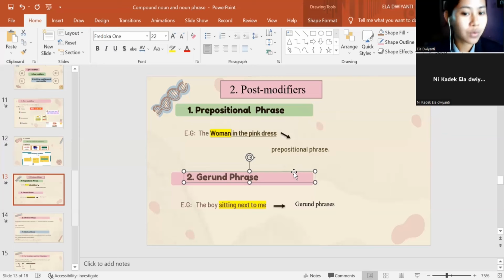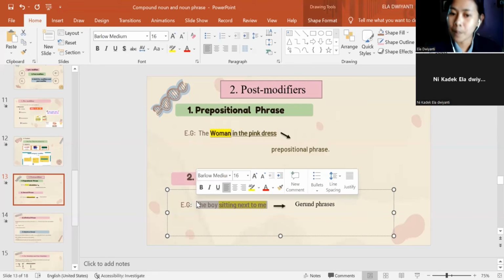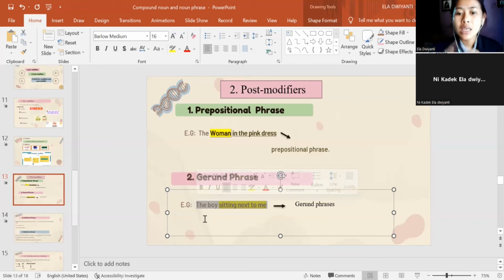The second is gerund phrase. Take for example, the boy sitting next to me. Sitting next to me is my gerund phrase and comes after the noun boy. Let's make a sentence with this noun phrase. The boy sitting next to me is my brother. The boy sitting next to me is my boyfriend.